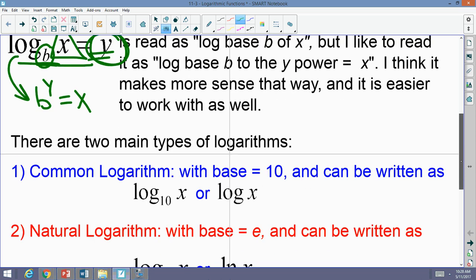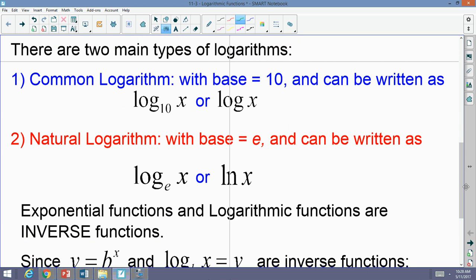There are two main types of logarithms. You have the common log, which has a base of 10. It can be written as either log base 10 of x or just simply log of x. If there's no base, that means the base is 10. That's why on your calculator you will have a log button. It's not log with a blank for the base. It's just plain log, and log means that it has a base of 10. That's common log.